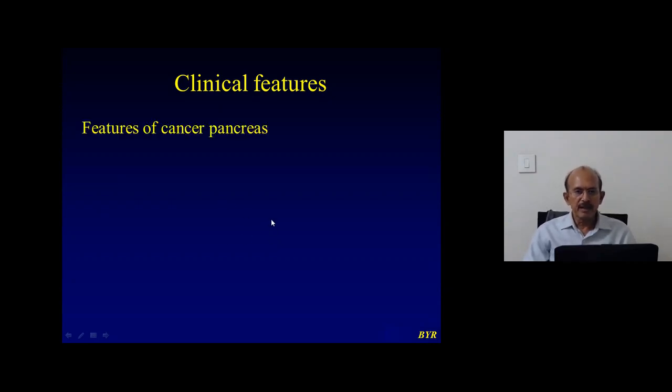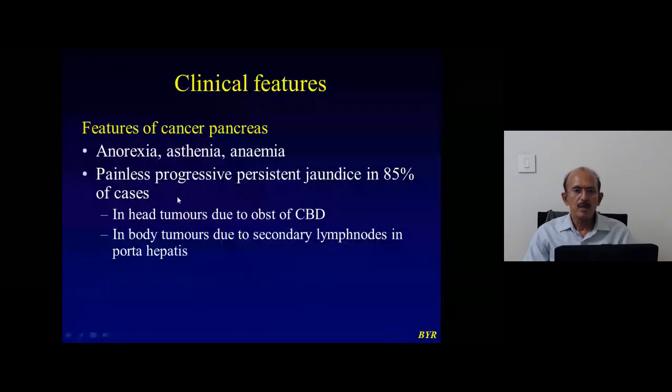Features of cancer pancreas. Just like any cancer in the alimentary tract, the patient may have anorexia, asthenia, and anemia. Painless, progressive, persistent jaundice in 85% of the cases. This jaundice is due to head tumors causing obstruction of the common bile duct.